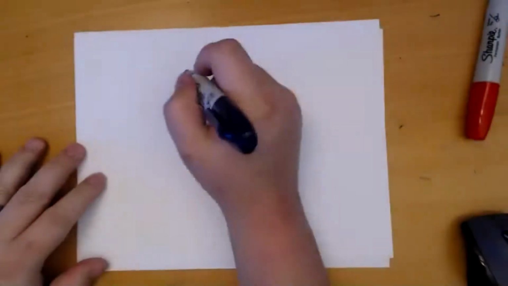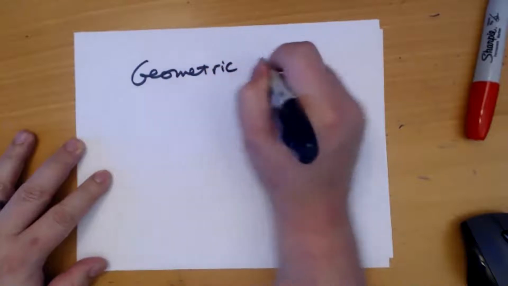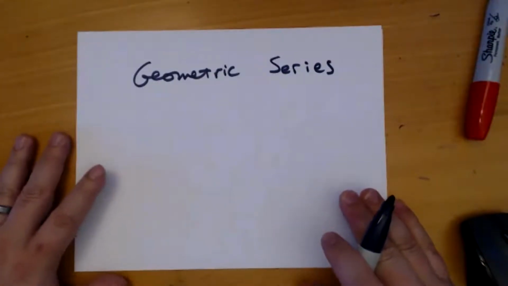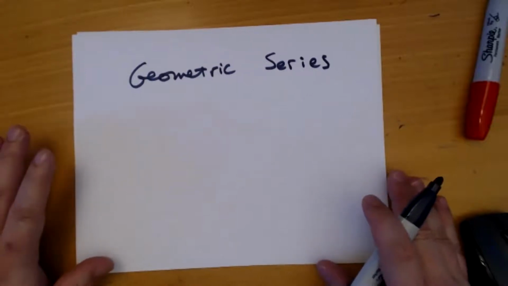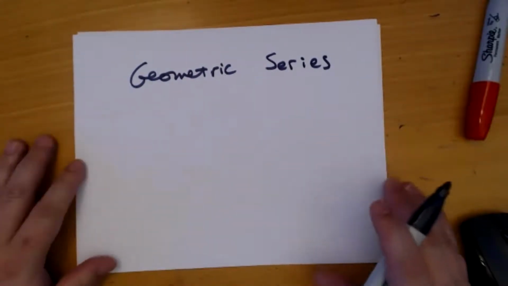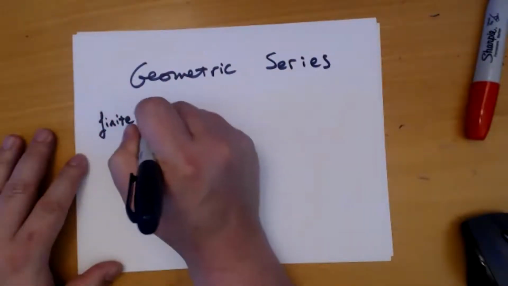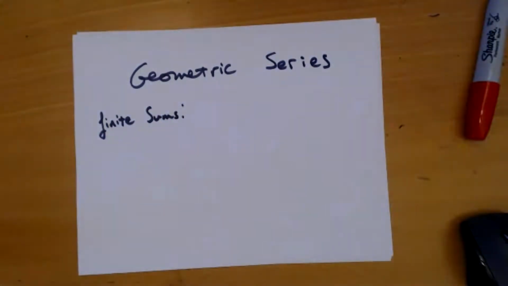Okay. So geometric series. Now, for a geometric series, there are two scenarios that we care about: finite and infinite. Right now, we're going to start off with finite. Okay, so let's make an example, and we'll use an example to come up with our formula.